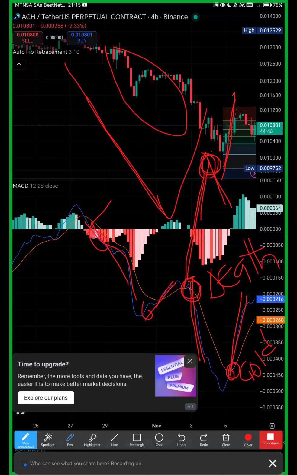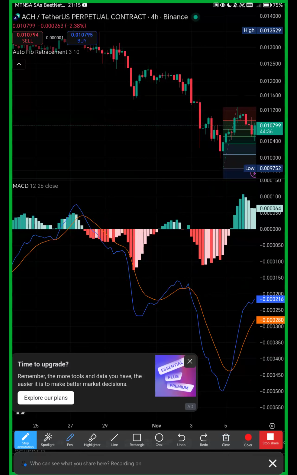So once a death cross happens, it means the market is changing direction, and there is going to be a downward movement of price. This is what we call a death cross, as it happened here. Here there was a golden cross. Here there was a death cross. Here there was a golden cross. Here there was a death cross.